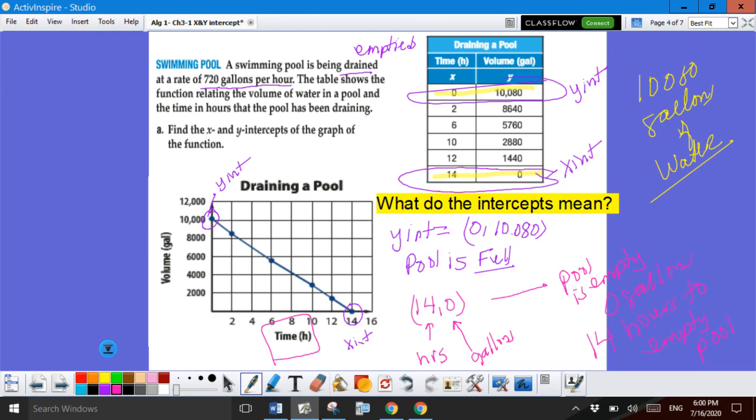So we are definitely going to be using x and y intercepts in context, because there's a starting point where you have something that is full or a total amount of something, and then it's going to be increasing or decreasing, and something else is going to change to where it ends. So x and y intercepts are pretty powerful.